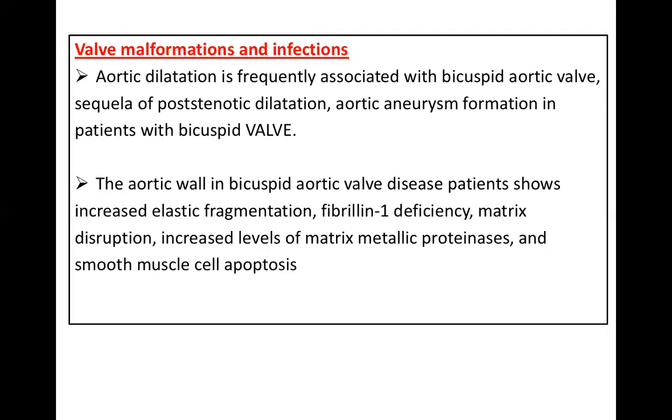Valve malformation and infection: usually associated with bicuspid aortic valve, and as a sequela of post-stenotic dilatation, aneurysmal formation will occur in patients with bicuspid valve. And the aortic wall in bicuspid valve disease patients shows an increase in elastin fragmentation and fibrillin deficiency, matrix disruption, and smooth muscle apoptosis.